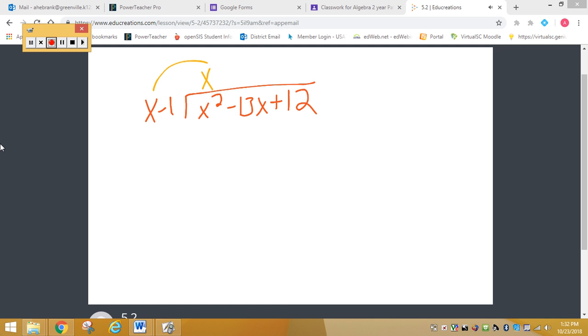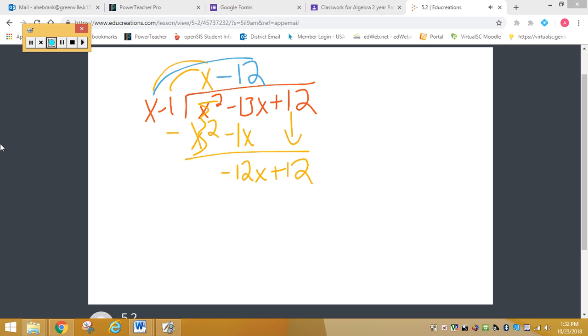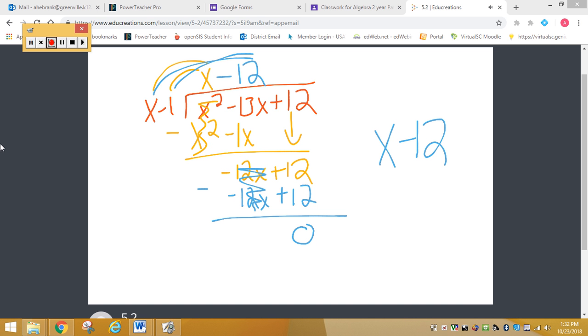You're going to multiply by an x and get x squared, multiply by an x and get negative 1x. You're subtracting. These cancel. Negative 13 minus negative 1 gives you negative 12x. I'm going to bring this down. I want to multiply by a negative 12. So distribute and I get a negative 12x. Distribute and I get a positive 12. I'm subtracting. Negative 12 minus negative 12 cancels. 12 minus 12 is 0. So you should have gotten x minus 12.